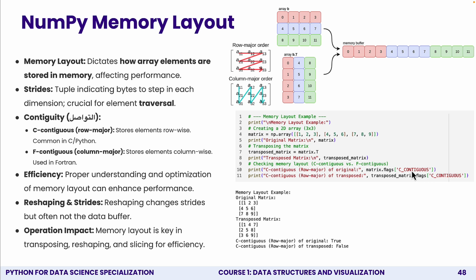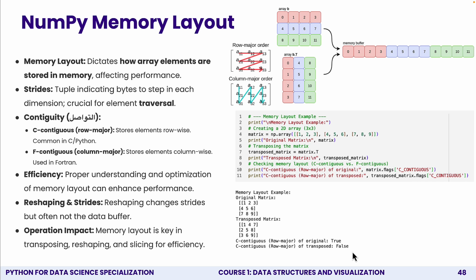It will return true if it is C contiguous, and false if it is not C contiguous, F contiguous, I mean. Look now, this is the original matrix and this is the transposed matrix. The first one, by default, is true. This is how Python actually manages the allocation of memory for NumPy arrays. But when you do the transpose, it becomes false.